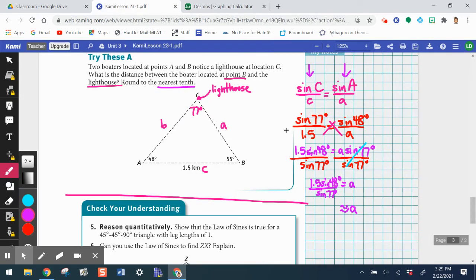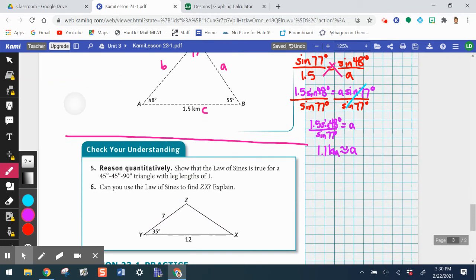So the distance from B to C, or from this boater to the lighthouse, is 1.1 kilometers. So again, something pretty heavy here. We're using the sine ratio based on the law of sines to find missing sides of non-right triangles.